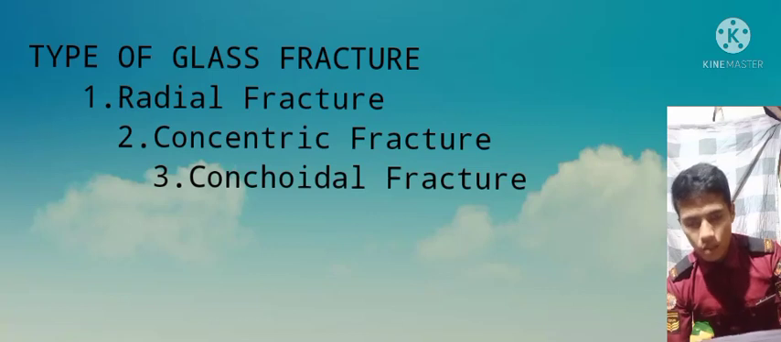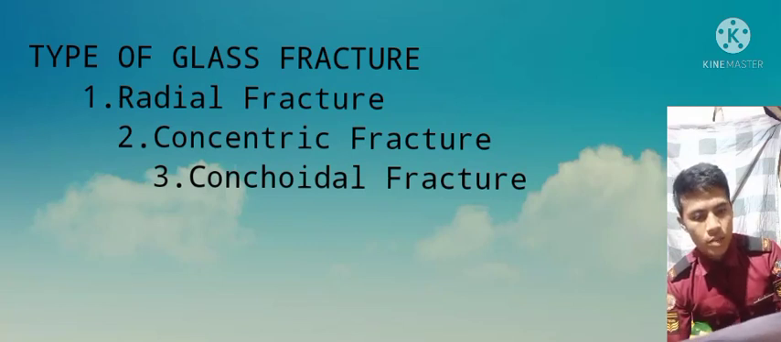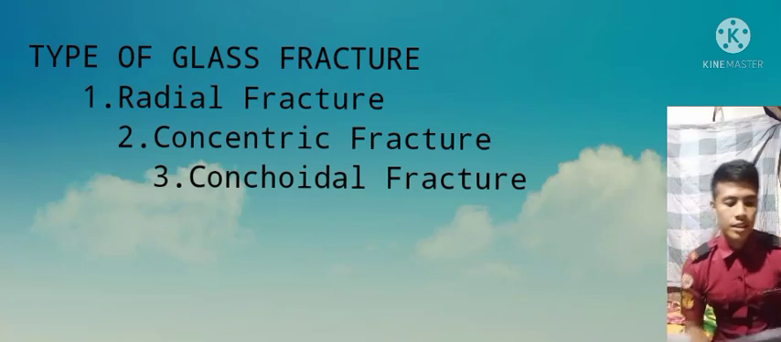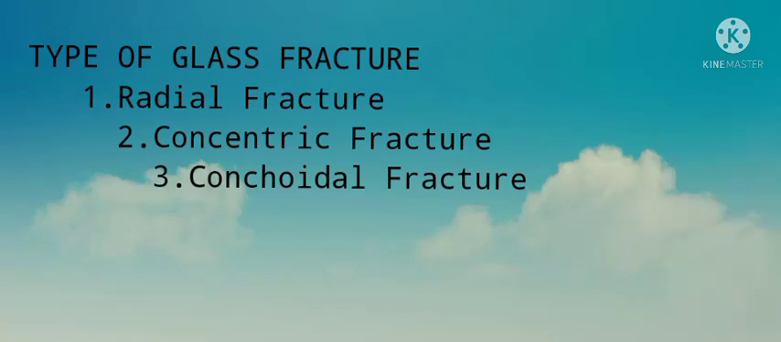Number 3 is conchoidal fractures. A characteristic of glass is that when it breaks, the fracture is shell-like in form. It has elevations or depressions in the shape of a shell. The technical name for this condition is conchoidal fracture.